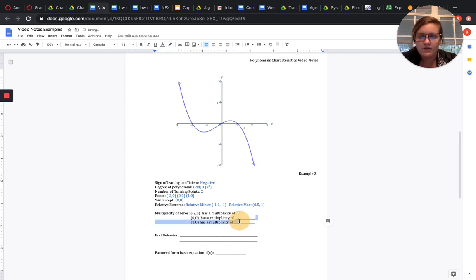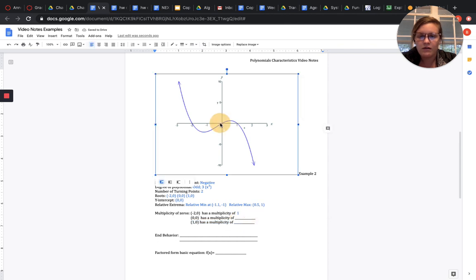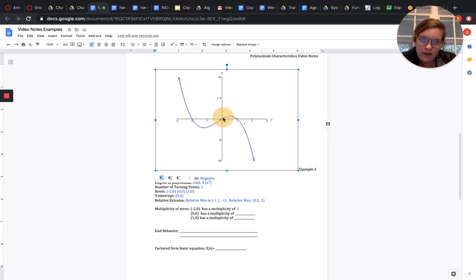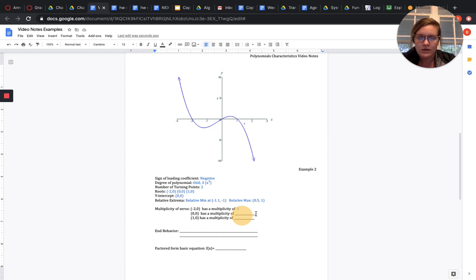Okay, 0, 0, right here. Does it cross? Does it bounce? Or does it bend? Well, that one crosses too. So notice it's underneath. It hits that point, and then it keeps going through. So that's a multiplicity of 1 as well. Multiplicity of 1.